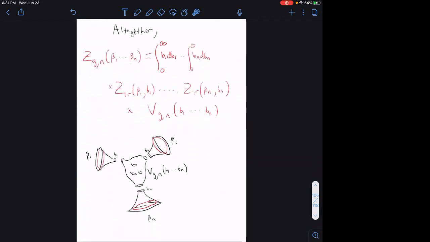So altogether, in terms of these unknown quantities, these volumes of the moduli space of these Riemann surfaces computed via this difficult integral, we can write the path integral for the genus g contribution to the n boundary partition function like this. We have n trumpets, and they're glued to this surface, which has this weight here, with the measure BdB for each of these circles. Okay, so this is a formula for JT gravity. We know the Z trumpets, we don't know the V's.